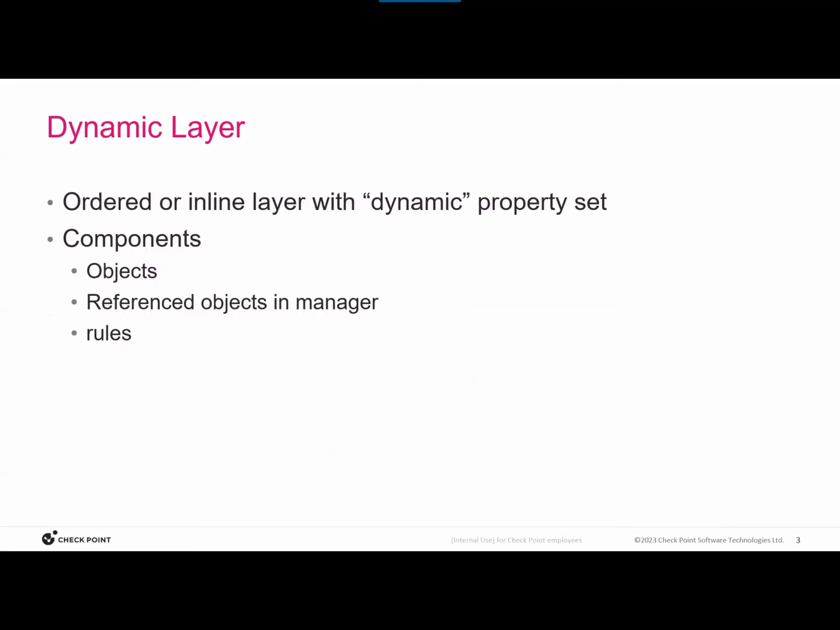So first, we have this layer that has a special property set on it. It's dynamic, which means it can be changed by these requests. And the components in the requests you're going to make are objects that you're describing in the JSON or in the command line. Then you can reference objects in the manager also, which might be a good practice. And then you're describing rules, again, directly to the gateway.